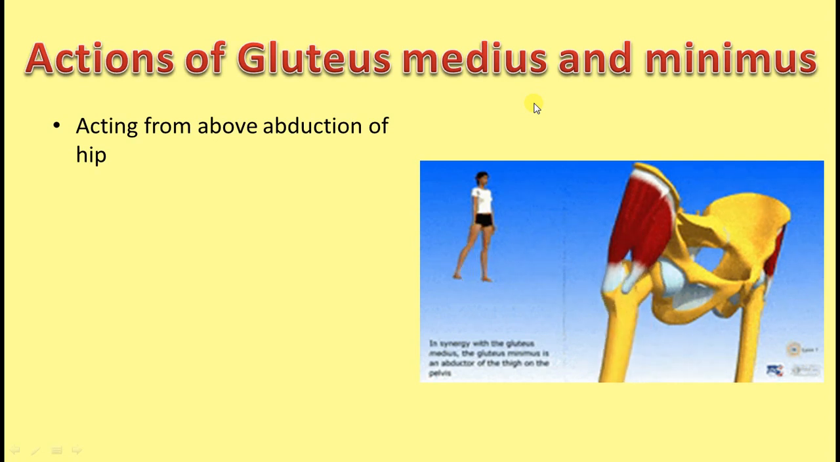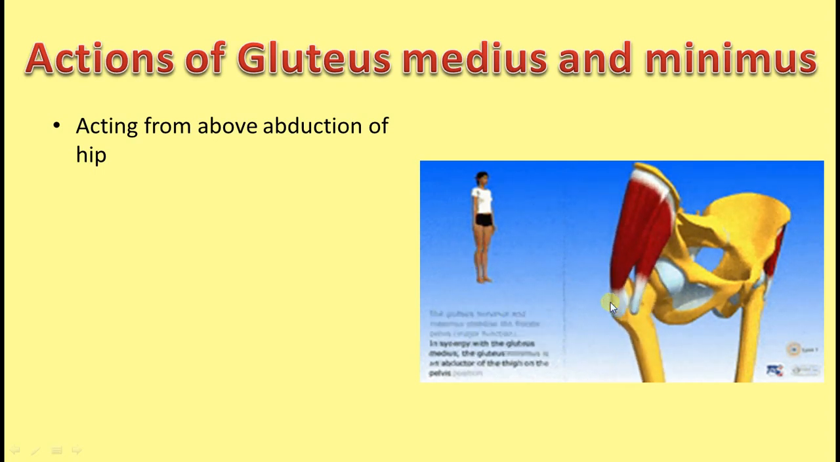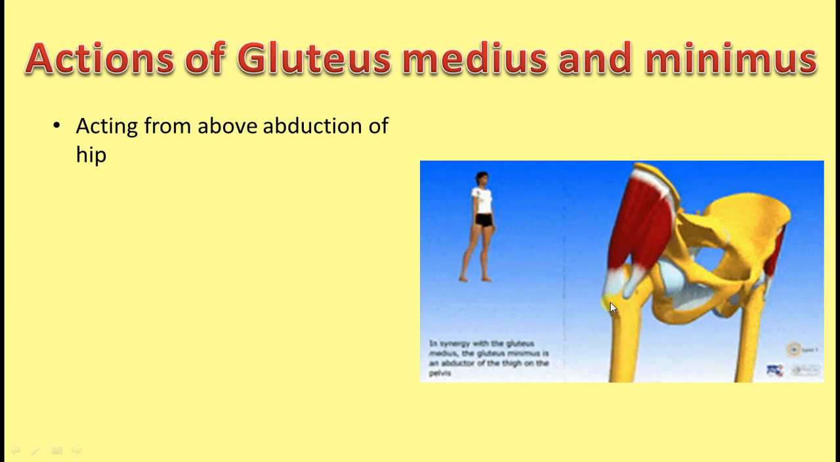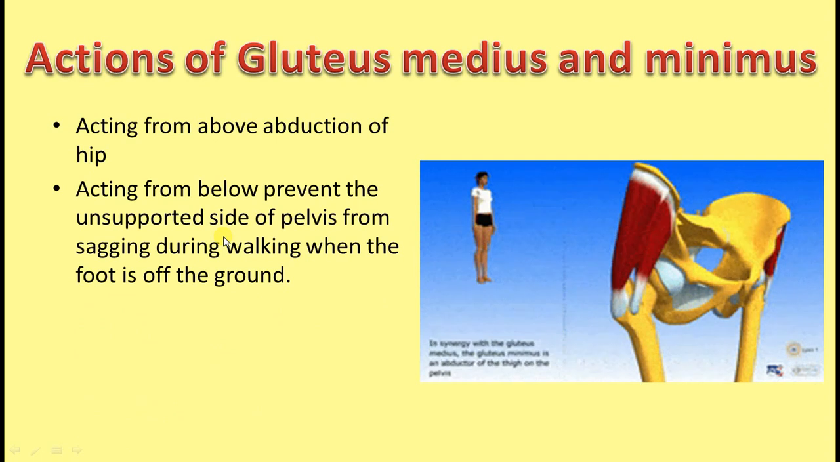The main action of the gluteus medius and minimus is very, very important. When acting from above, they perform abduction of the hip. So that is how abduction of the hip is performed by the gluteus medius and the gluteus minimus muscles. Acting from above, they perform the abduction of the hip.